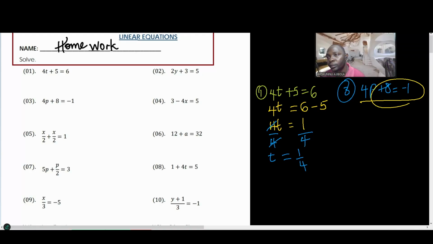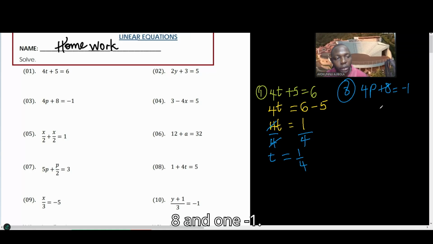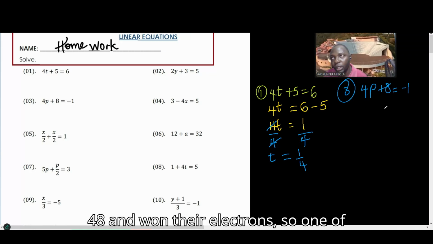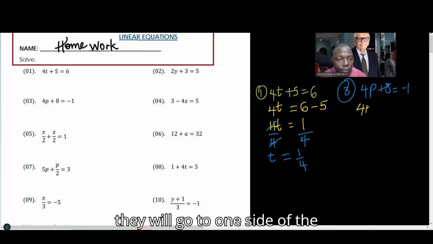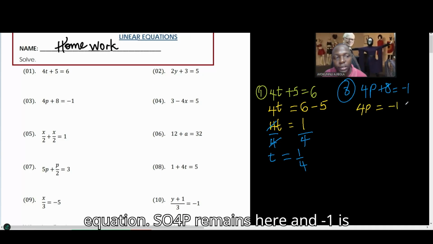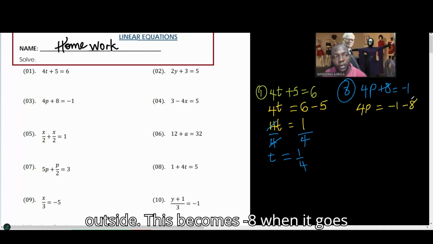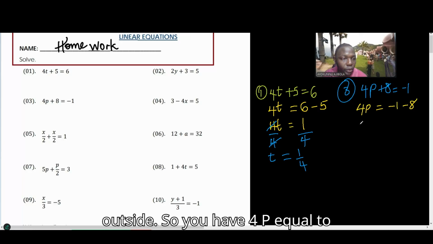Now, for this second one, what are the like terms? Tell me. 8 and 1, negative 1 and 8. They are like terms. One of them is negative, one of them is positive, so they will go to one side of the equation. So 4p remains here, and negative 1 is outside. The 8 becomes negative 8 when it goes outside. So you have 4p equal to negative 9.